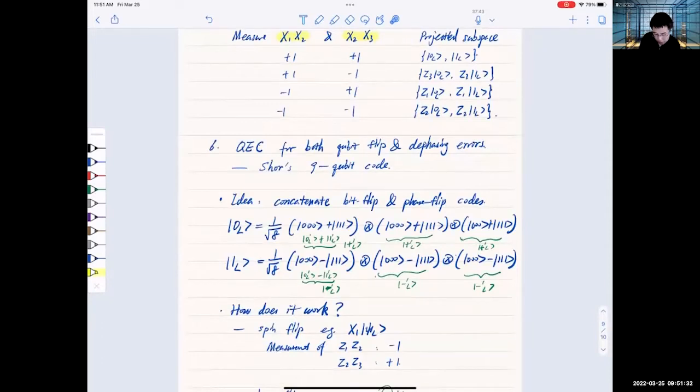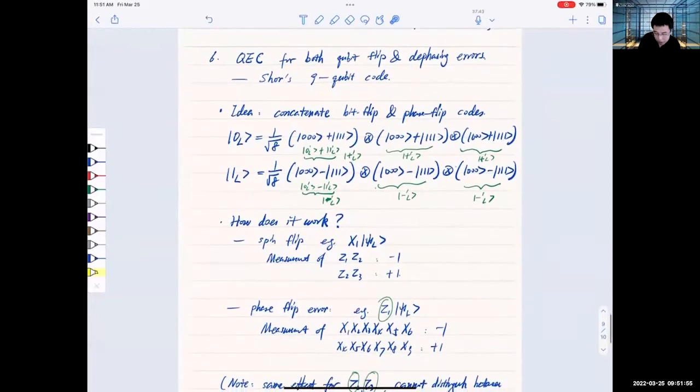So here's the illustration. The way to identify whether the first qubit has a bit flip is basically measuring Z1 Z2 and Z2 Z3. You will find that the measurement of Z1 Z2 will give you a minus sign, indicating the first qubit has a bit flip. And how do we detect the dephasing error? We design an operator, X1 X2 X3 X4 X5 X6. It's a product of 6 Pauli operators. And if a dephasing error happens in the first or second block, you will find that this operator will give you a minus sign, indicating that some dephasing error happened in the first or second block.